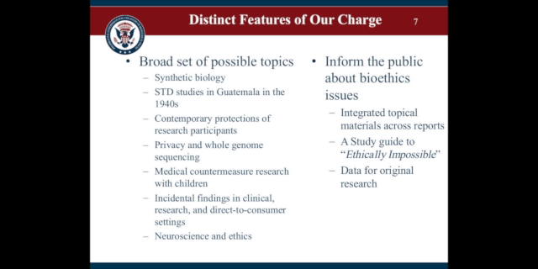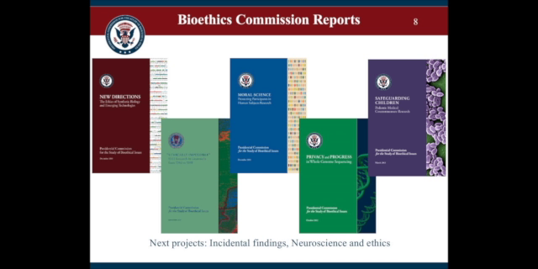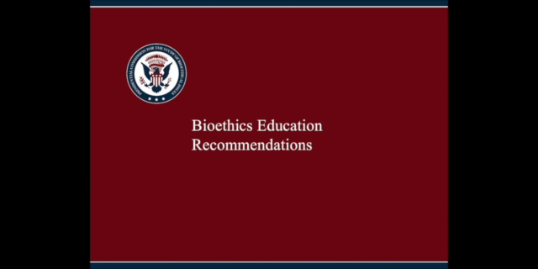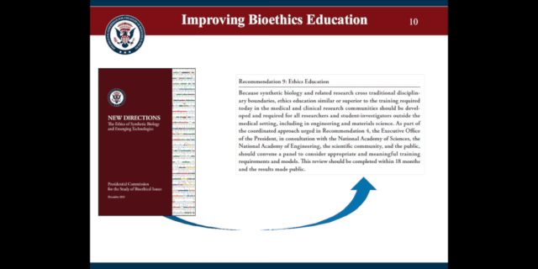Some of those are integrated topical materials across our different reports. Others are specific study guides that relate to a particular report. And some are data that will be available or are available now for original research. Over the Commission's past 5 reports, the Commission has issued 4 separate recommendations for ethical education and researcher responsibility, including 2 recommendations on specifically bioethics education. One on who should receive bioethics education.